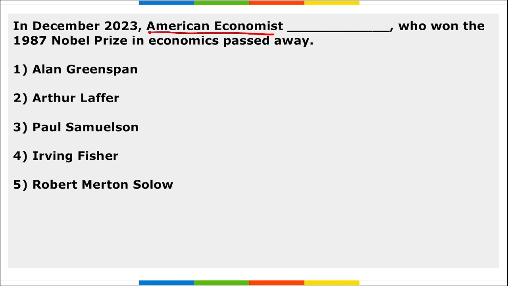Next. American economist Robert Merton Solow, who won the 1987 Nobel Prize in Economics, passed away. So Robert Merton Solow, right? He's an American economist. He was honored with the 1987 Nobel Prize in Economics and he recently passed away.